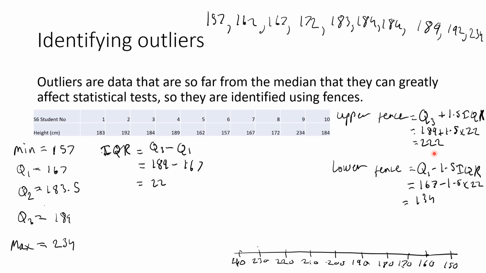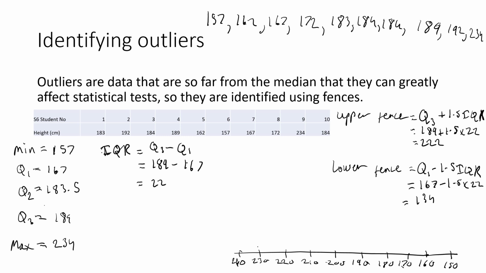So what about the upper fence? It's 222, but our max is 234. So we have one outlier guaranteed. Now we can look through the data set as well. Are there any other numbers above 222? There aren't. So that means there's only one outlier, and that's 234.